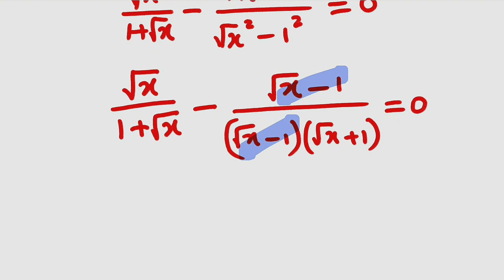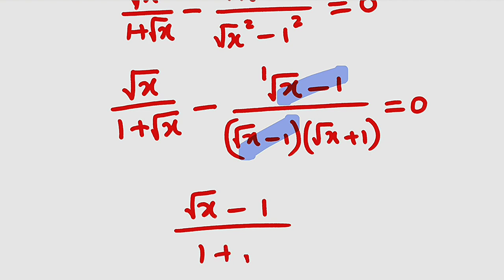From here you see we have 1 left over the square root of x plus 1, which is the same thing as this denominator. And once you have the same denominators, you are always free to add or subtract the numerators. So at the top, we have the square root of x minus 1 divided by 1 plus the square root of x. You should know that 1 plus the square root of x and the square root of x plus 1 are all the same. So the whole of this equal to 0.